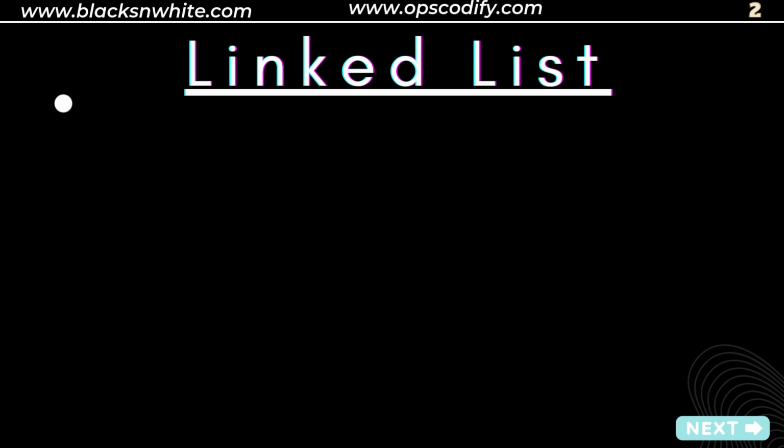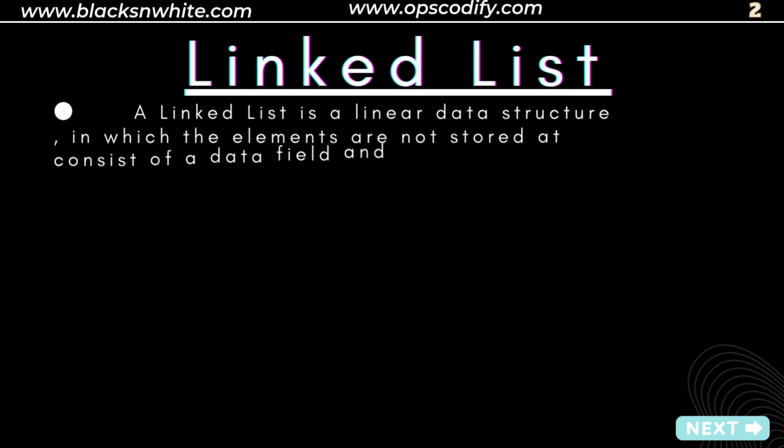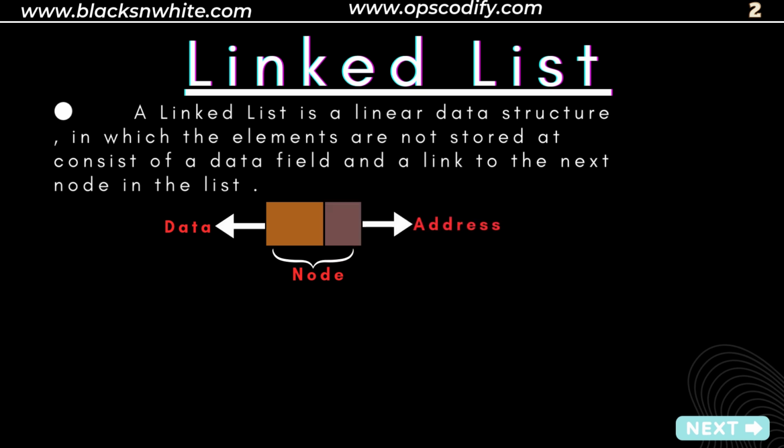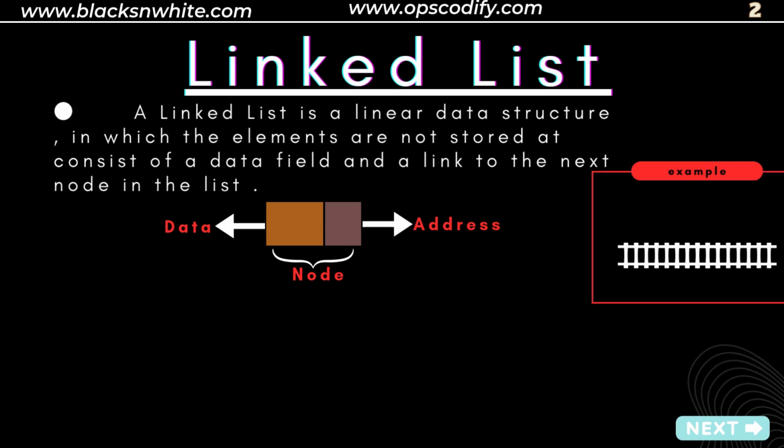Linked list. A linked list is a linear data structure where elements aren't stored next to each other in memory. Instead, it's a chain of individual units called nodes. Think of a node like a small box with two sections. The first section holds the data, and the second section contains the address, which is a link or pointer to the next node. You can visualize this like a train, where each car is a node, and the coupling is the link connecting it to the next car.